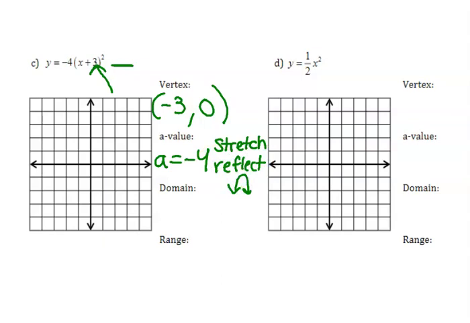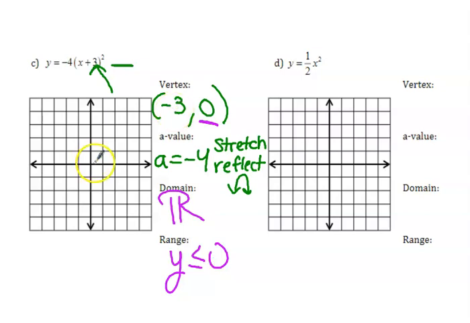But when you're plotting points, you can kind of check to see where we're at, right? So what does this mean? This means it's going to go left 3, and it's going to be a stretching U, and it's going to reflect, so it opens down. So domain is all real numbers. The range, without even graphing, I know that my y value is 0. It opens down, therefore it's less than or equal to. Whew, that's a lot of information.